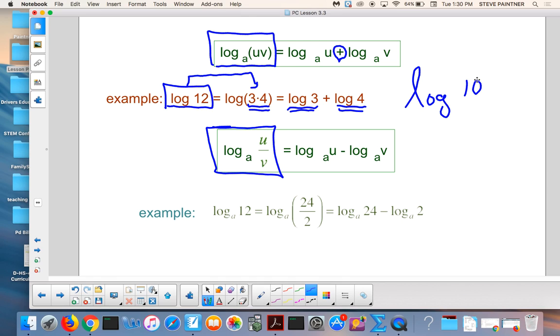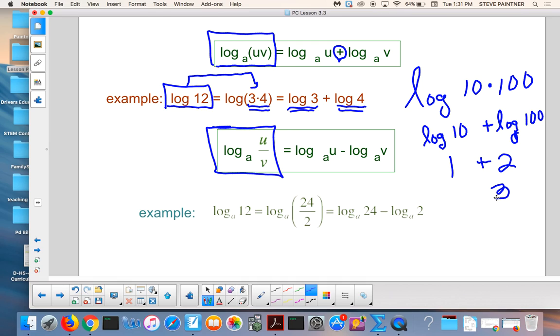Log of 10 times log of 100. What would you do if someone asked you that on the test? Log of what? 10 plus what? Log of 100. And I bet you know the answers to these because these are both base 10. 10 to what power is 10? 1. 10 to what power is 100? 2. Answer? 3. What is this? That's just 1,000, isn't it? Log of 1,000. Oh, what's the log of 1,000? 3. 10 to the third is 1,000. It works. It's kind of nice to have properties because sometimes you can't figure out the answer. But with a property, you can figure out the answer.